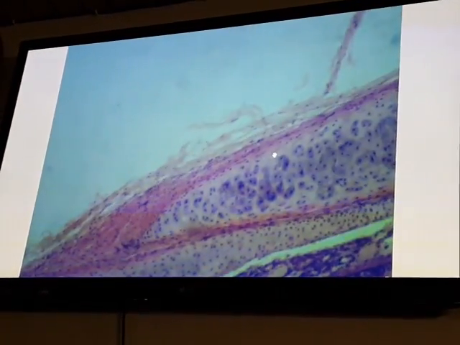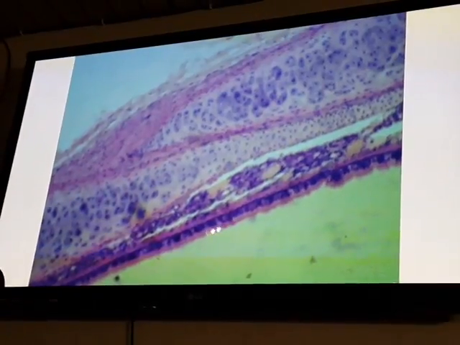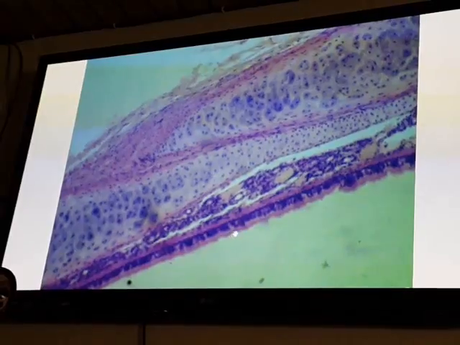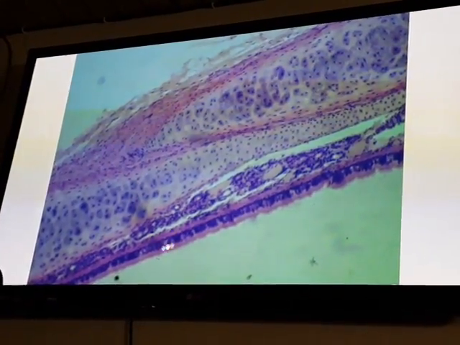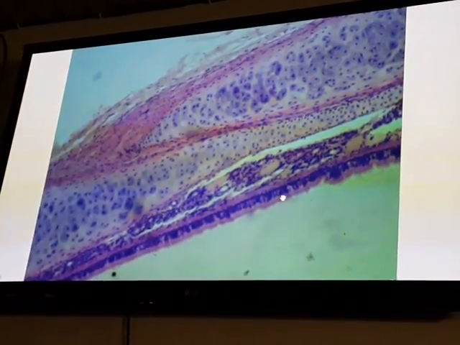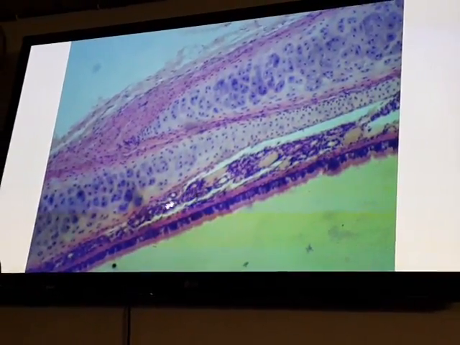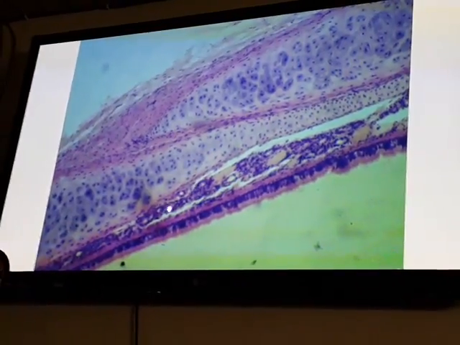Second slide, a section in the trachea, which is part of the conducting portion of the respiratory system. The lining epithelium is pseudostratified columnar epithelium. This is pseudostratified ciliated columnar epithelium. Beneath, we have lamina propria. Within the lamina propria, we can see mixed glands.